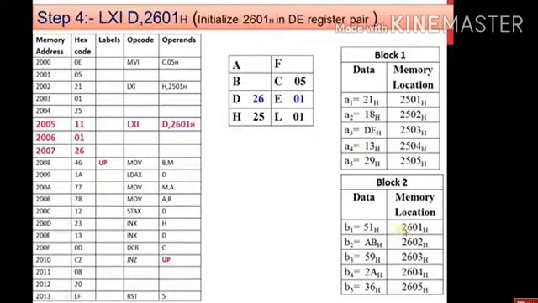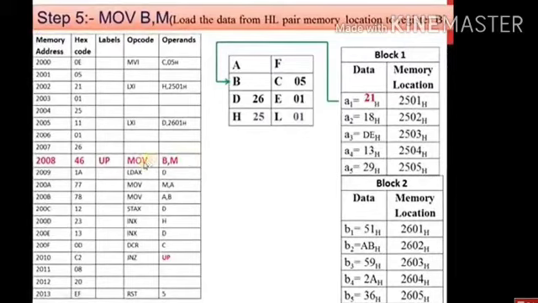Now what I have to do? I have to move from the first block to register B. That was step number 5: MOV B, M. Now I will load. The first data in LXI H will come into B, because M is a memory pointed to by the HL pair. So B comma M means whatever is there in memory, 21, will now come into register B. I take this 21 into register B.